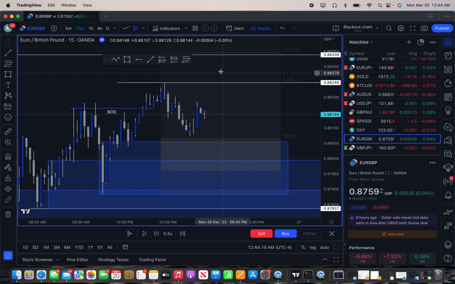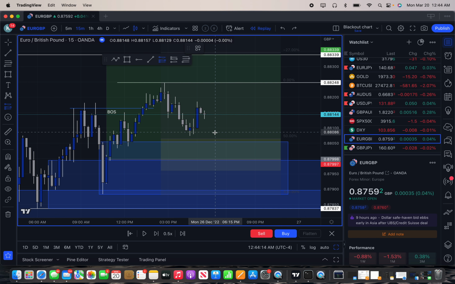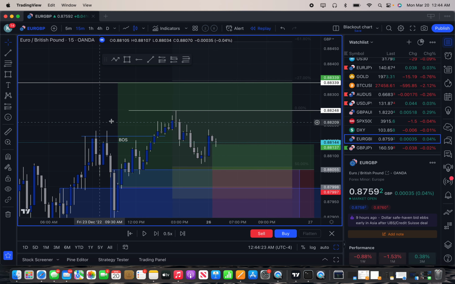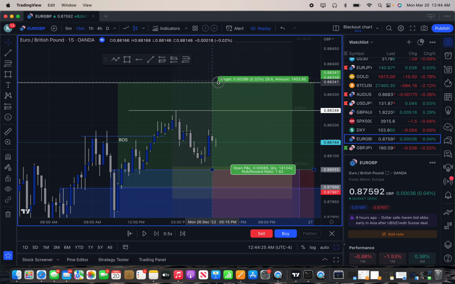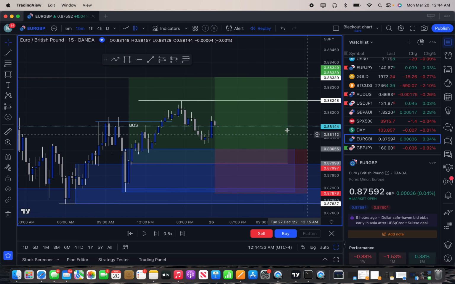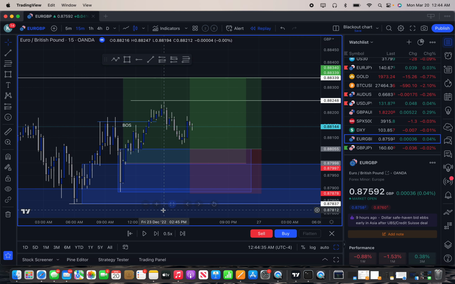And now if price pulls back to here, we're looking for a second entry. Stop loss here. TP, same spot. Again, I only take 1 to 3s, but this is just an example here.